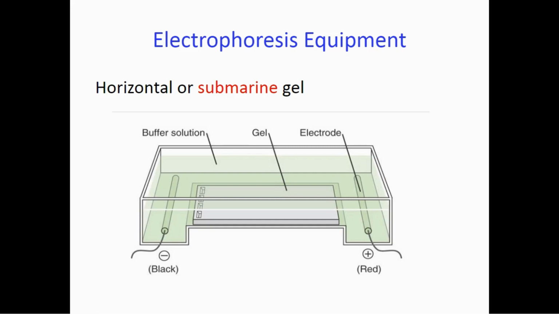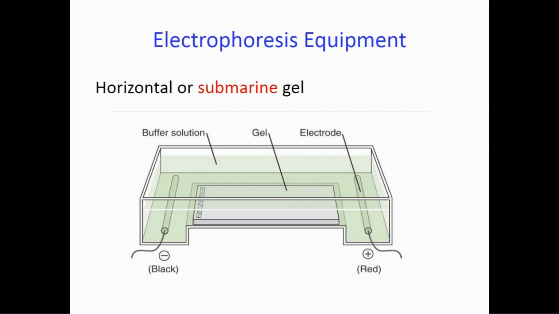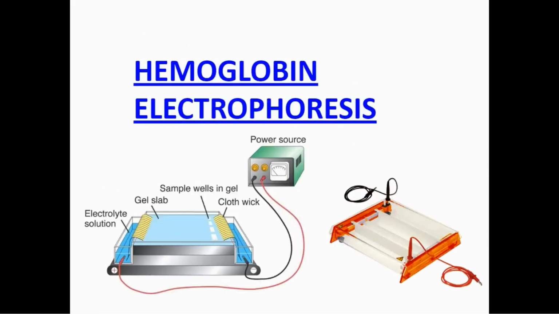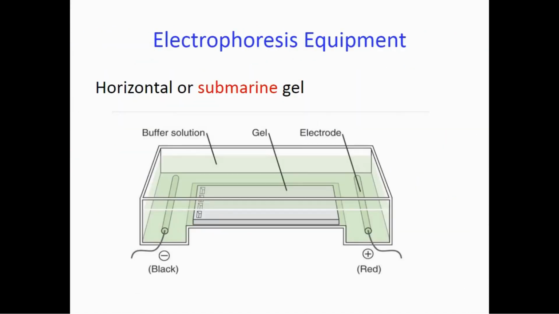This is basically a horizontal gel type, which is also known as submarine gel, and it is showing electrodes here. These are the electrodes, the positive and the negative, at the two corners, and these are submerged in a buffer solution here, and in the gel in between. So these two electrodes are submerged in the buffer solution and the gel.